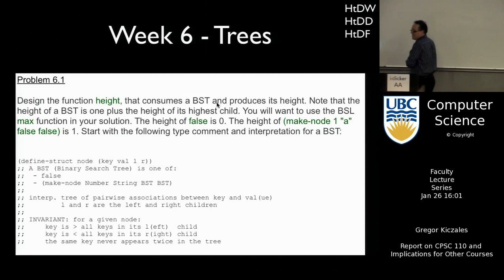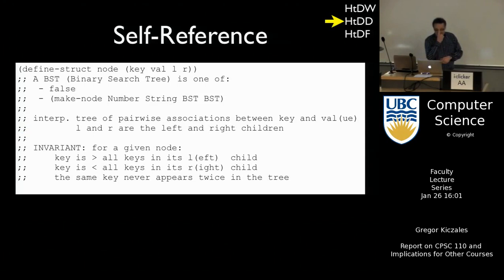So the first thing is you've got these type cards, right? And let me just zoom in on this a bit. So look, a binary search tree is either a leaf node, which will represent as false, or it's a non-leaf node, which has a key and a value and then two children, right? In our notation, that's what that looks like. So it's either a leaf or a non-leaf.